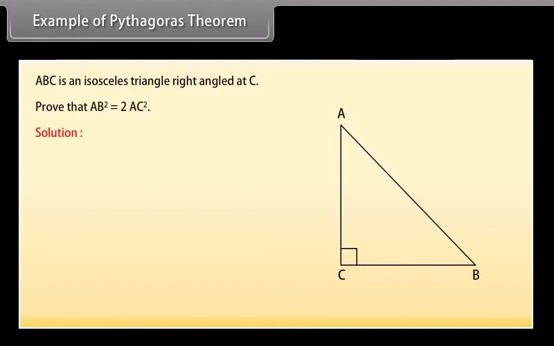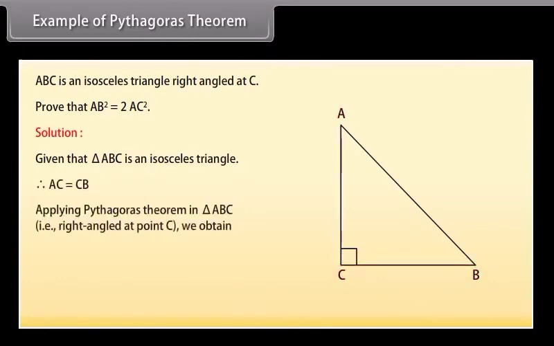Solution. Given that triangle ABC is an isosceles triangle, therefore AC is equal to CB. Applying Pythagoras theorem in triangle ABC, that is, right-angled at point C, we obtain AC square plus CB square equals AB square, which implies 2AC square equals AB square.